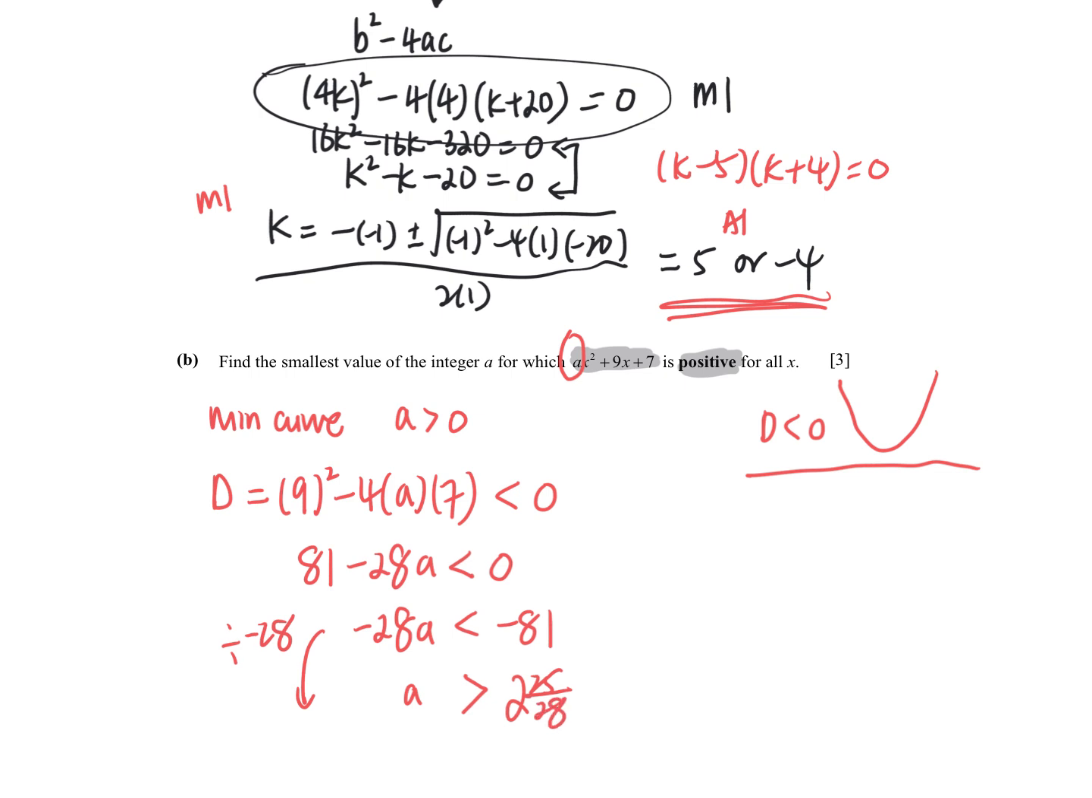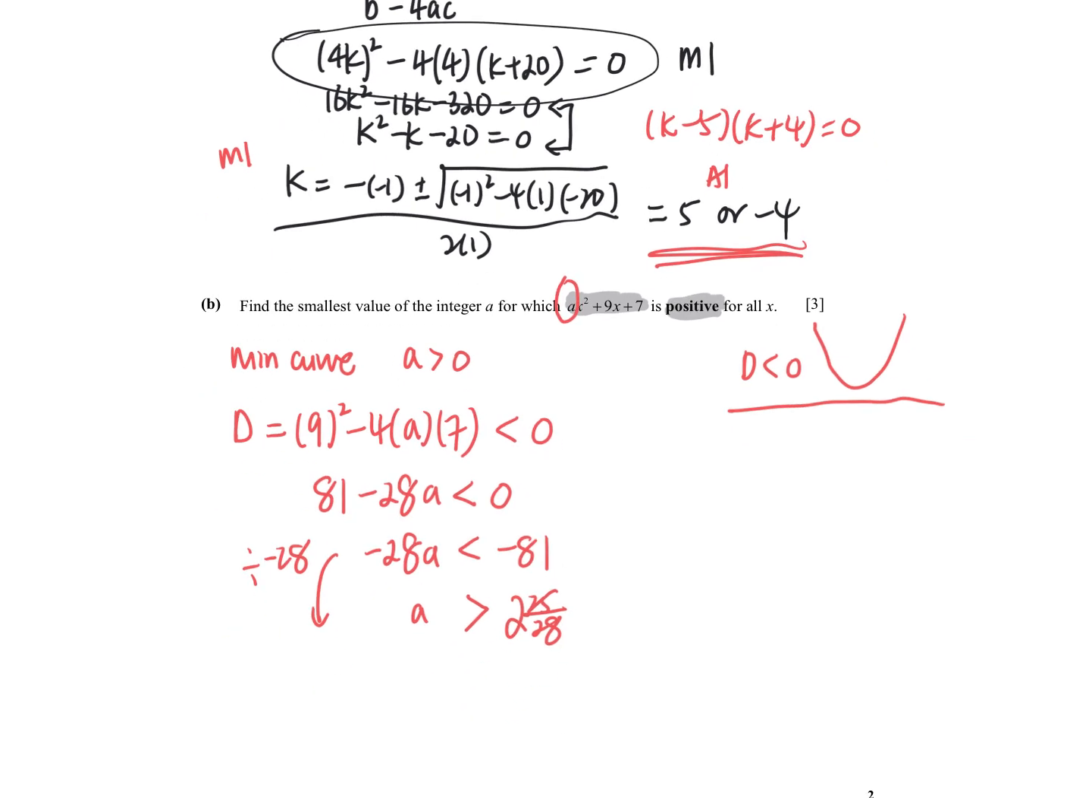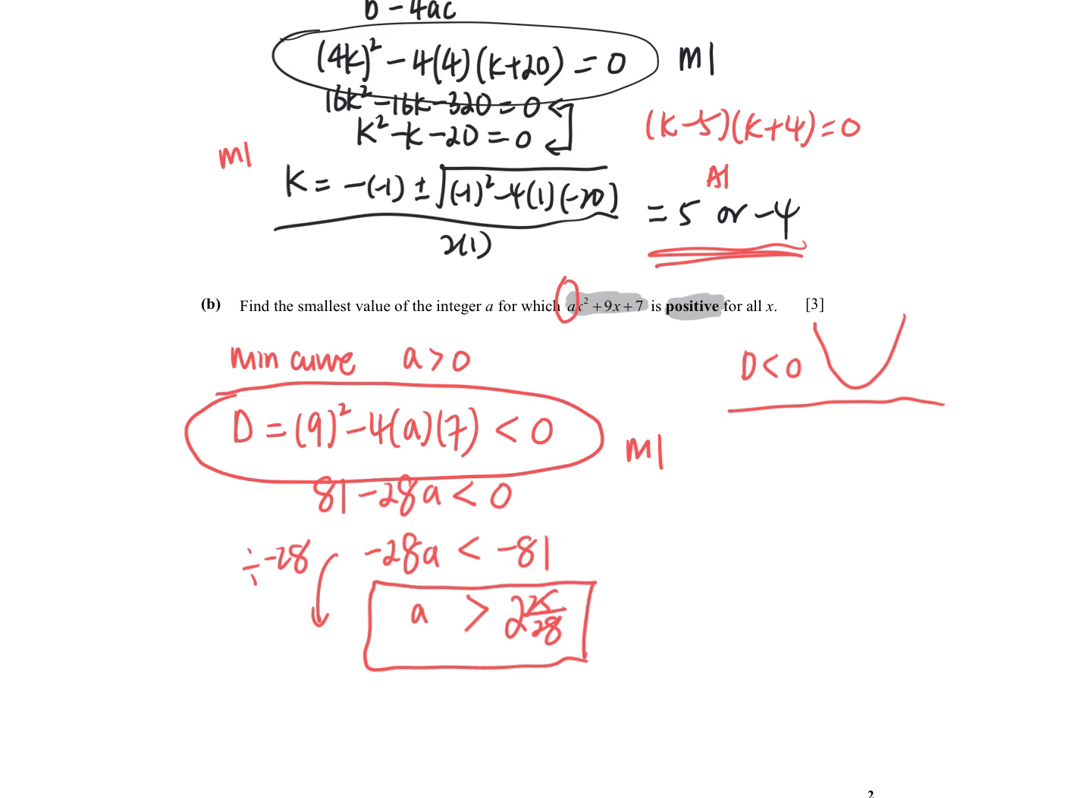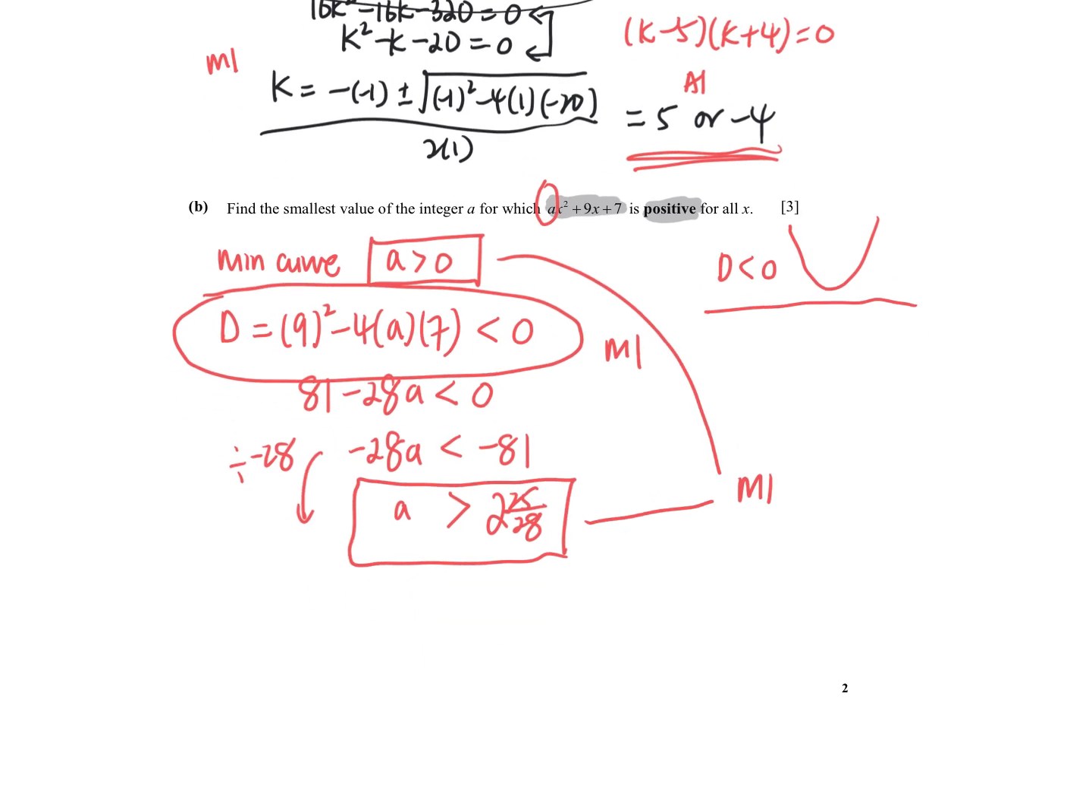So your a is greater than 2 whole and then a fraction there. So they ask you, where's my mark? My mark is 1 mark here. Getting this is not enough. You should combine it with this. So I need to see these two to get your second mark. Okay, because it's not only greater than 0, it is also greater than 2 point something.